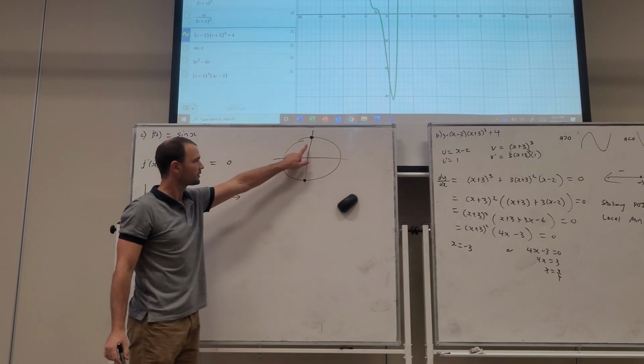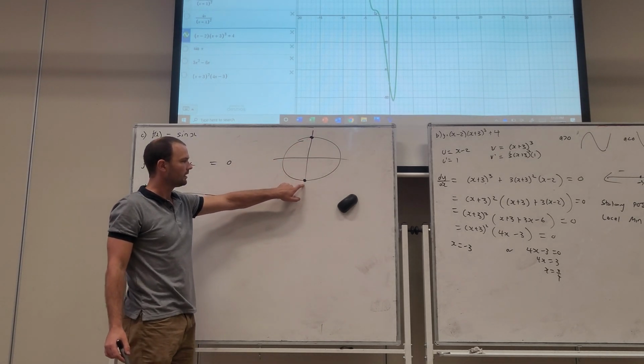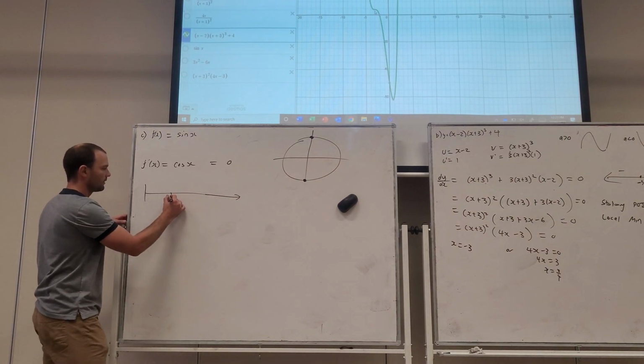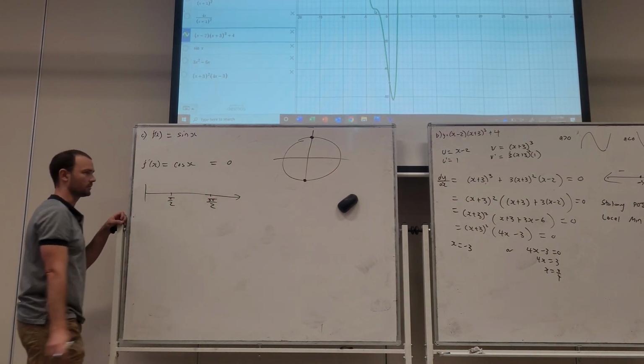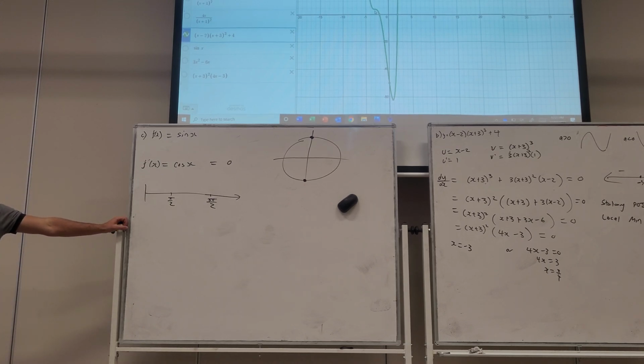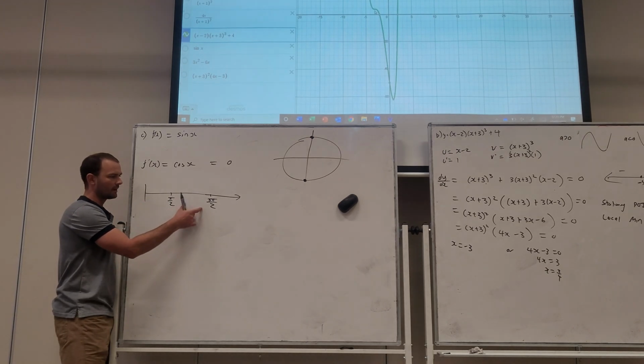Pi on 2, the cos value is 0, and down here, 3 pi on 2. So they're our roots, aren't they? Pi on 2 and 3 pi on 2. Now we can get that from our graph, can't we? Remember I said we can get that from our graph.